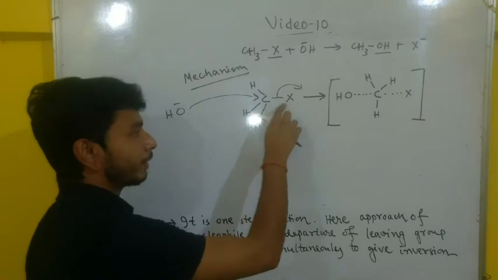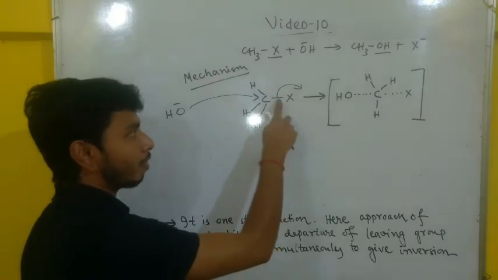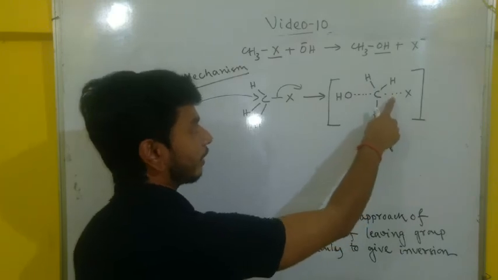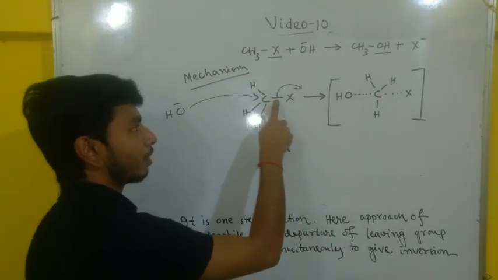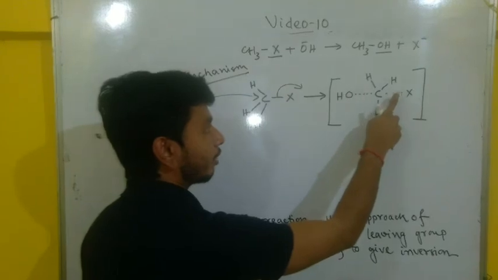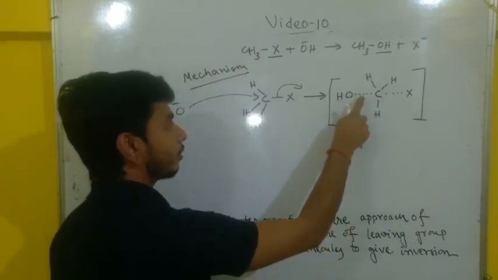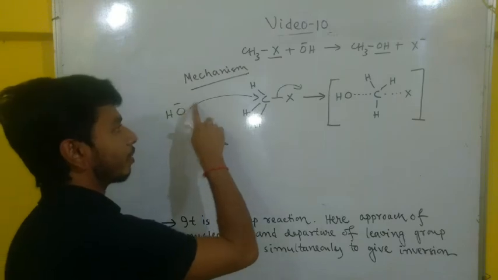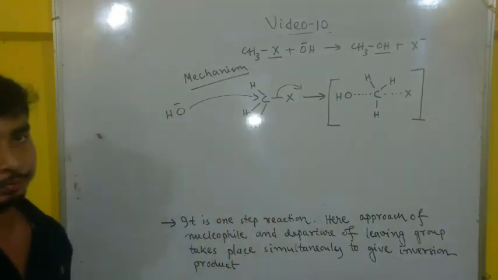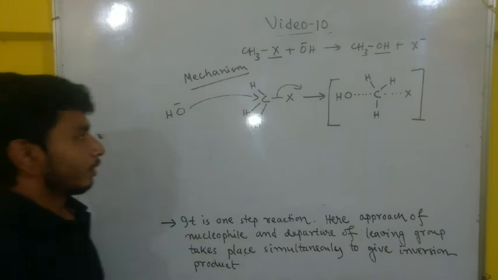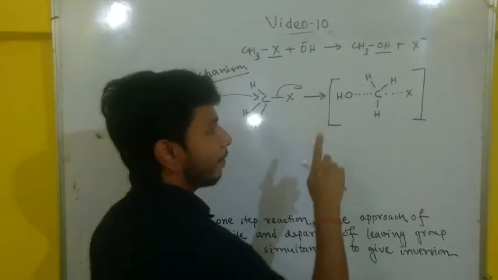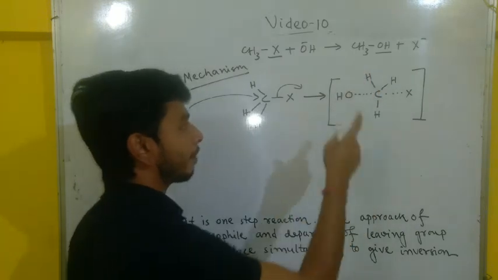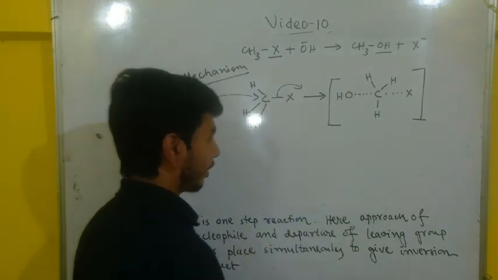Now it is a full bond. Now the X group is starting to leave. The full bond is starting to break. The dotted mark here indicates that the full bond is just starting to break. And this dotted line indicates that the nucleophile is starting to form the bond with the carbon. So here it is a 5-member transition state. 1, 2, 3, 4, 5. That is the 5-member transition state.